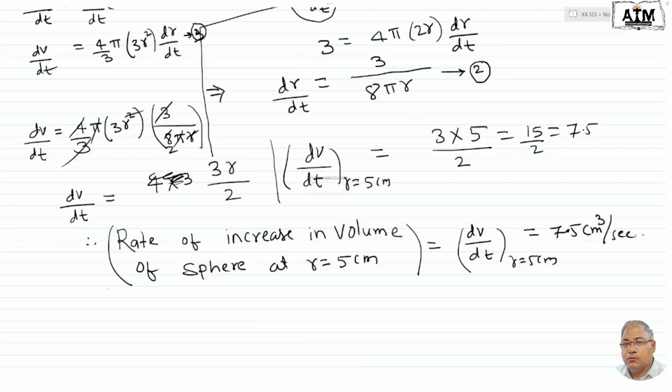Therefore, the rate of increase in volume of the sphere at r equals 5 centimeters is given by dV by dt, the differentiation of V with respect to t at r equals 5 centimeters, which equals 7.5 centimeter cube per second.